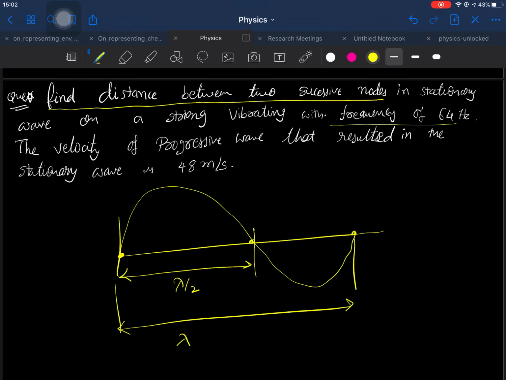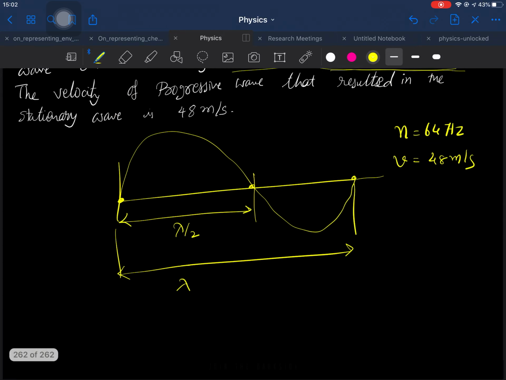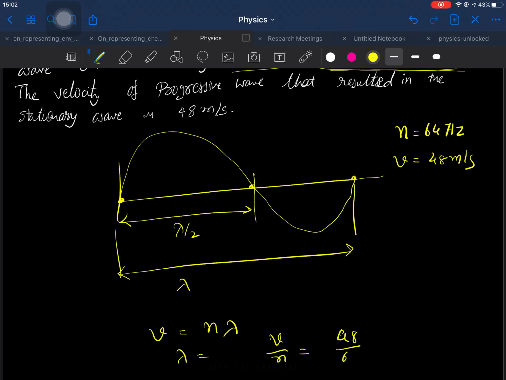The string is vibrating with a frequency of 64 hertz, so n is equal to 64 hertz. The velocity of the progressive wave that resulted in the stationary wave is 48 meter per second. I think from the previous numerical it was quite clear that v is equal to n lambda. So lambda is v by n, which is 48 divided by 64. If you do this, you should get 0.75 meter.